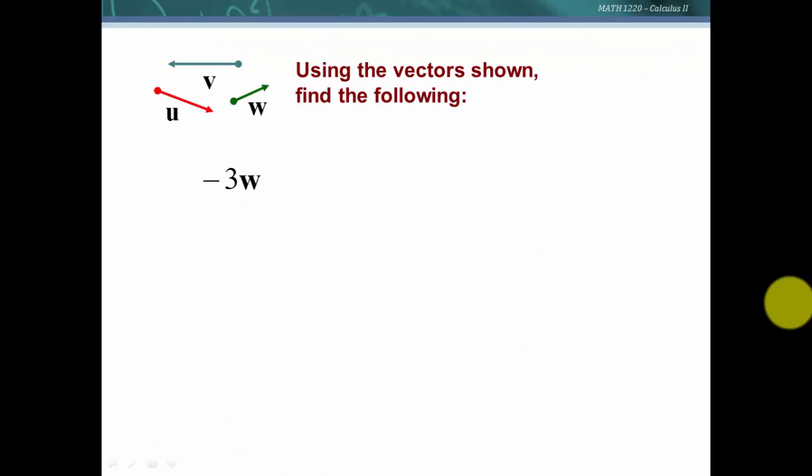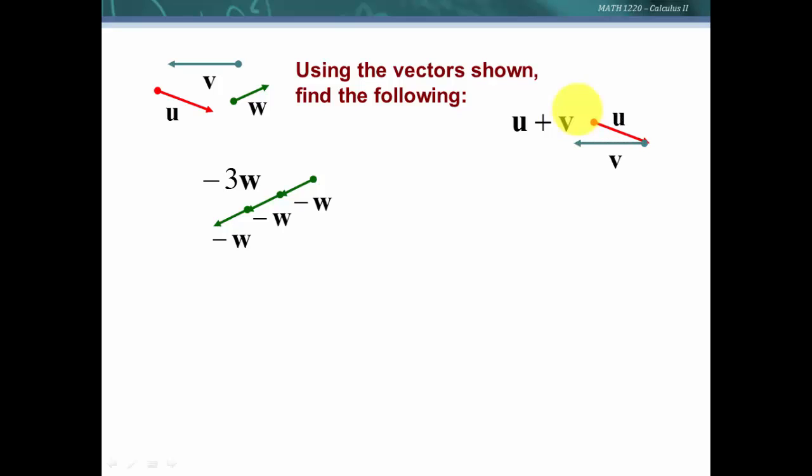So we can add vectors here. Let's try some. If we wanted negative 3w, we would take our w vector, make it go the opposite direction, and put 3 of them. So 1, 2, 3 in the negative direction, there's 3w. If we wanted u plus v, remember we take u and we put v's tail on the tip of u, and then where we started to where we stopped is our u plus v. So the purple vector there is u plus v.